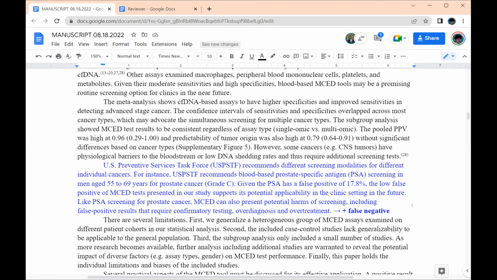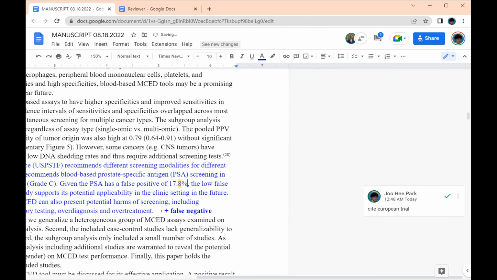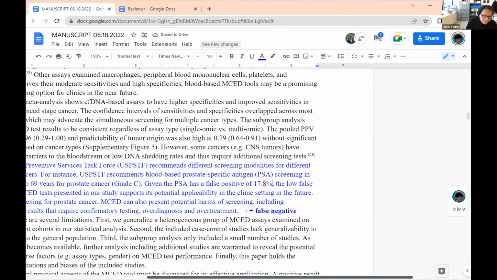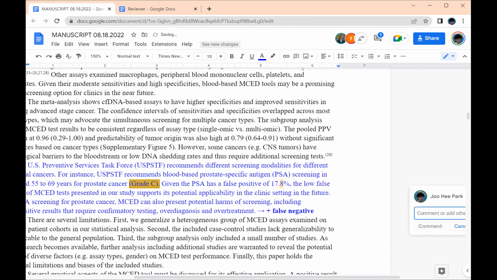And then a study that led to the 70.8%, you should cite it. Oh, yeah, I'll do that. It was a European study. And then that grade C recommendation is coming from USPSTF. That recommendation changes over time, but anyway, that has to be cited, like what website, where that statement comes from.